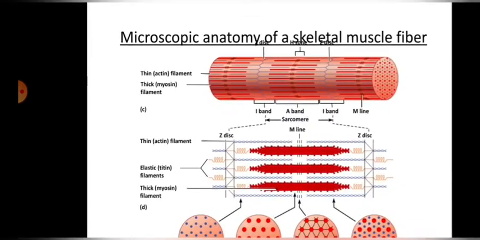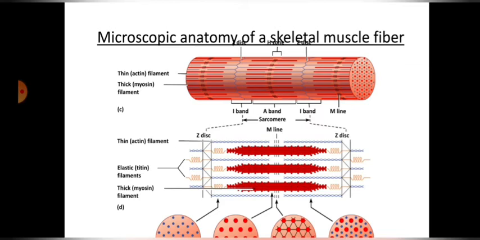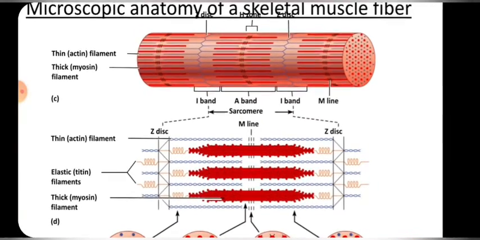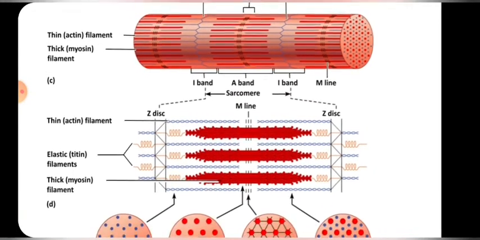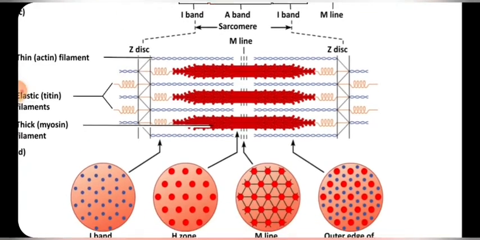Here you can see the microscopic anatomy of a skeletal muscle fiber, wherein you can very clearly see the sarcomere from one Z disc to another Z disc. In the middle, you can see the M line.